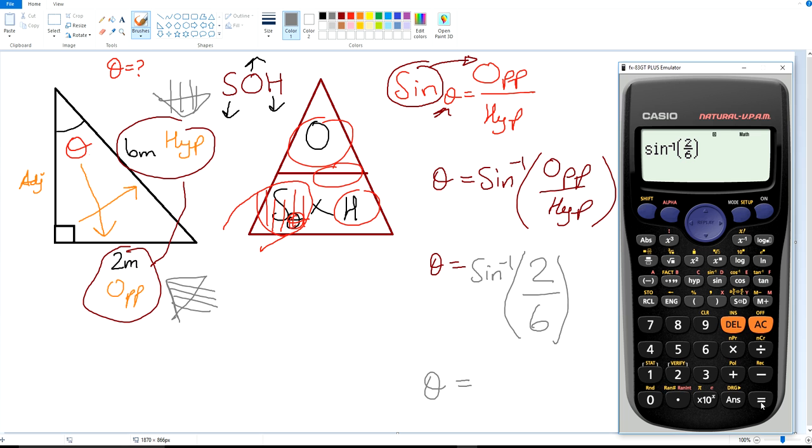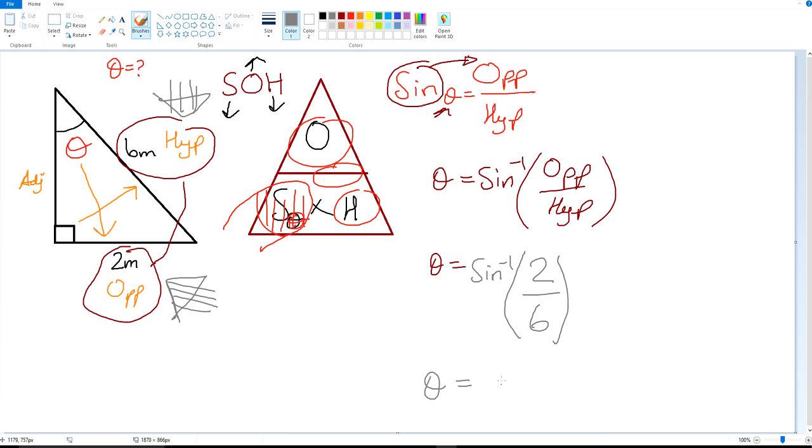Okay, and then we press equal. It'll give us something nice, and it's giving us an answer of 19.471, 19.471, and so on.